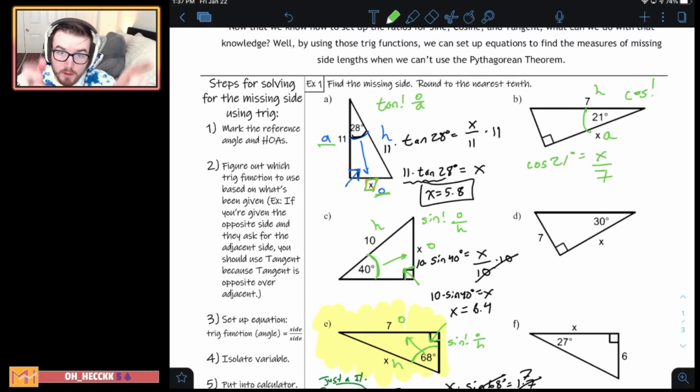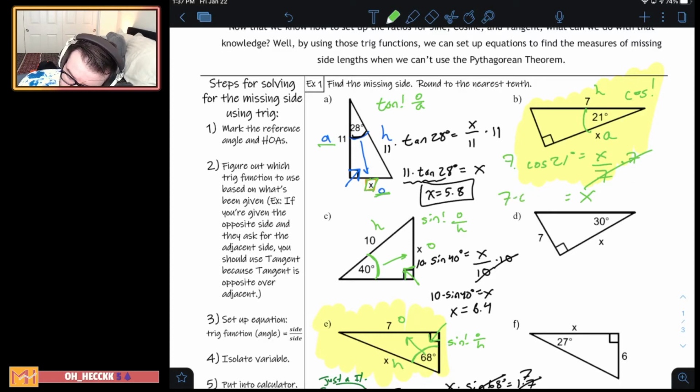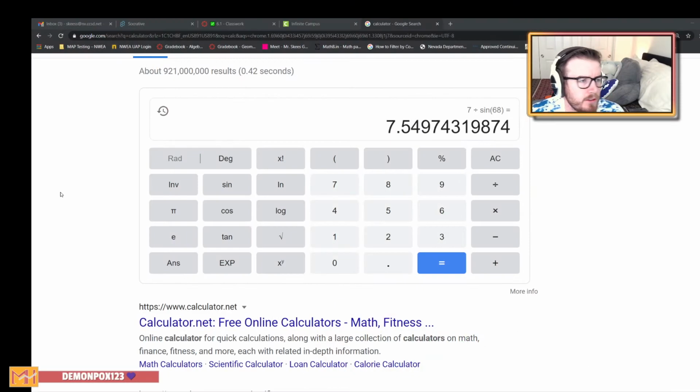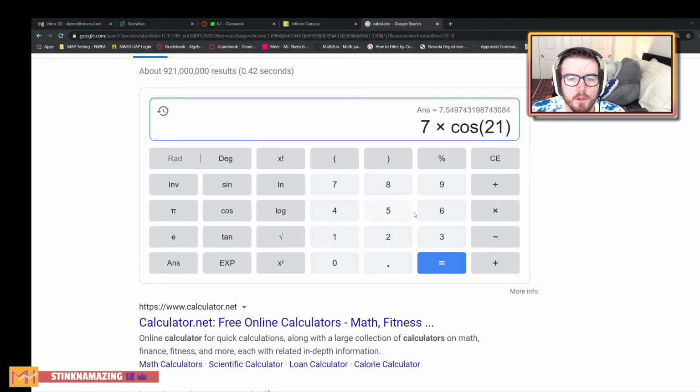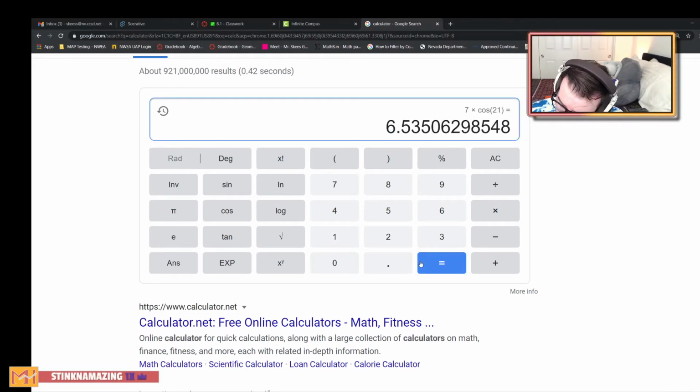How about you take a second to solve that one and plug it into your calculator? All you have to do is multiply by 7 to each side to cancel that out, and now you've just got x. So whatever that is plugged into a calculator is your answer. The answer is 7 times cosine of 21, 6.5.